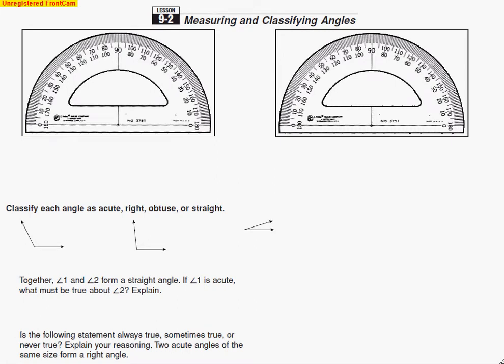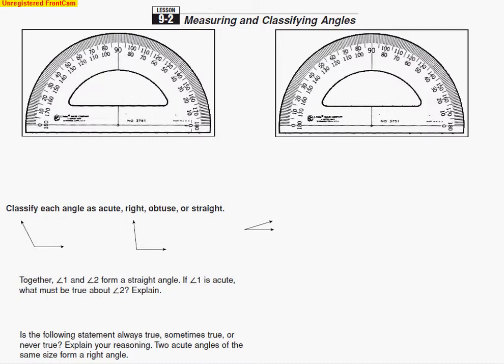Today's lesson goes over measuring and classifying angles. So we're going to end up having to use a protractor. They ask us to actually measure some angles and then also form some angles. So this is a protractor. A protractor is a measuring device.